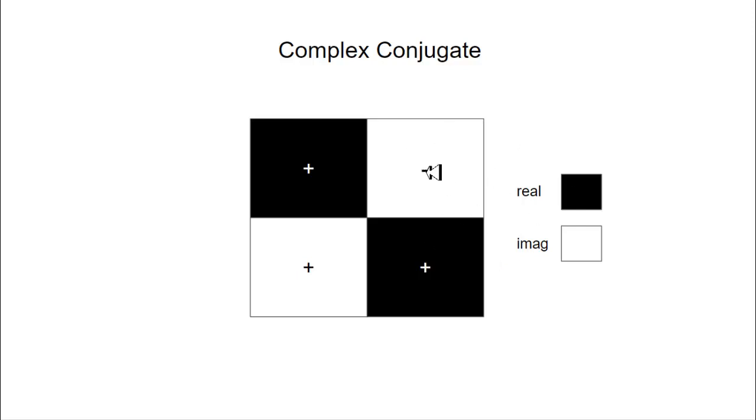Mathematically, we are merely negating the imaginary component. So negating the imaginary component, the complex conjugate, and the transpose are all ways of thinking about the same thing. In general, though, we are just negating. So when you think of complex conjugate, think of negating the imaginary component.